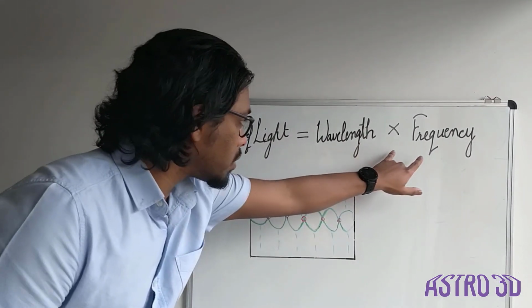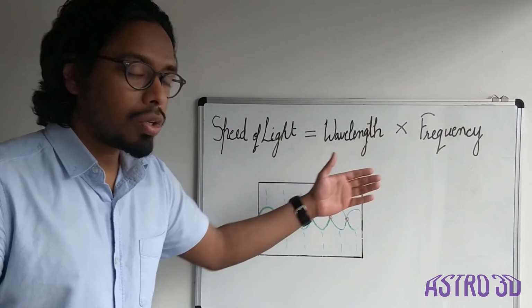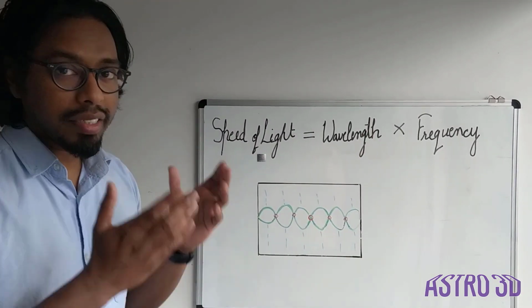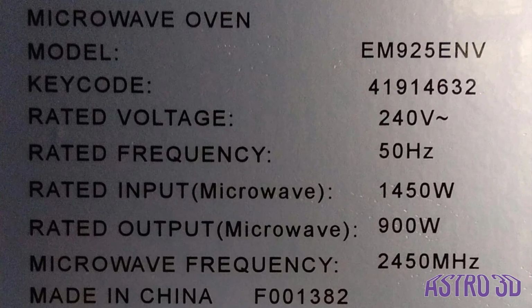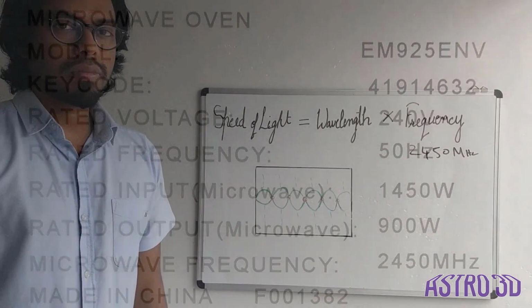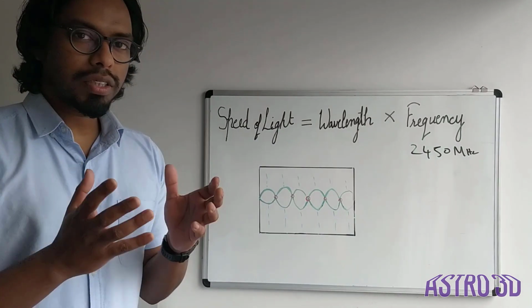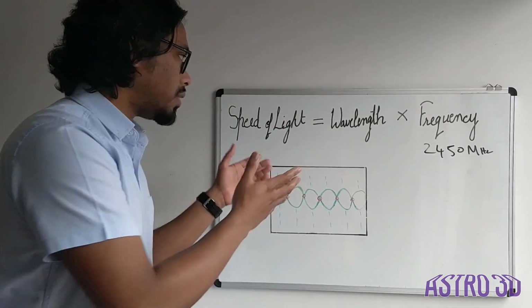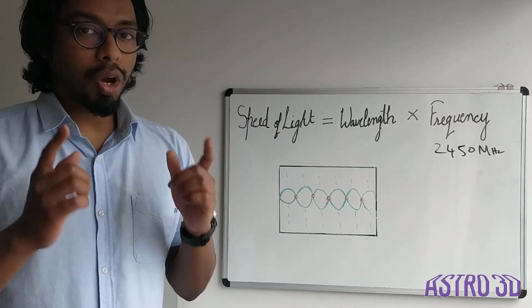And for the other piece of information, which is the frequency, you can find that on the sticker behind your microwave. In our case, we find the frequency to be 2450 megahertz. Now, using these two pieces of information, we can compute the speed of light. Now let's go check what's happened with the chocolates, shall we?